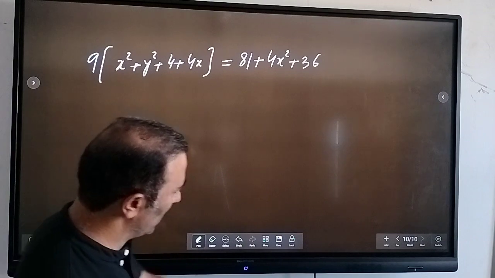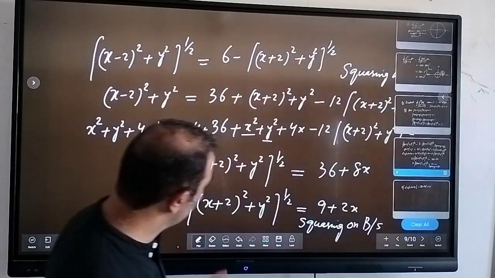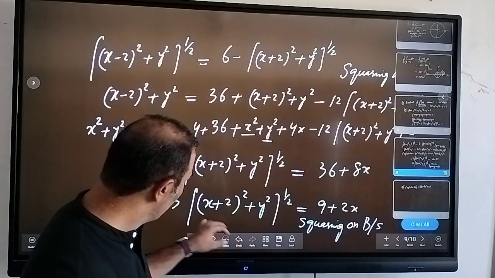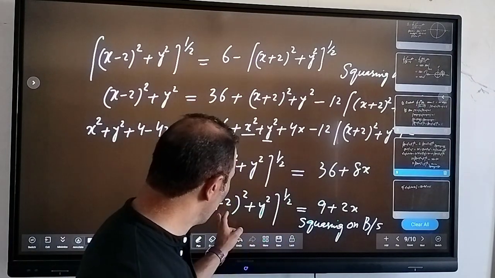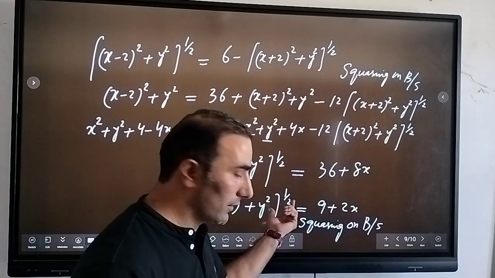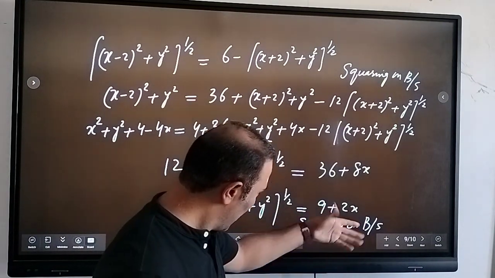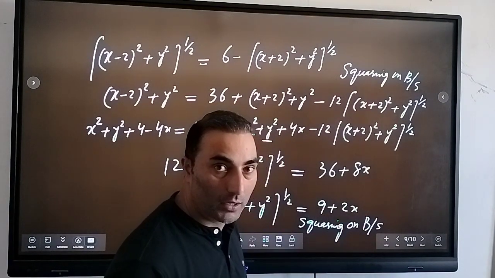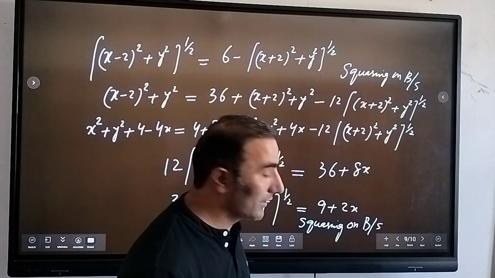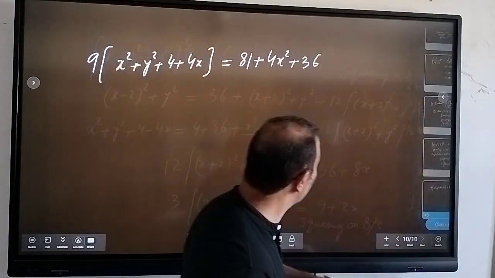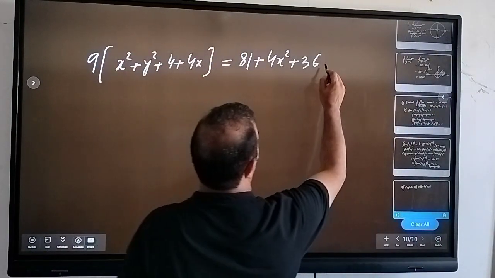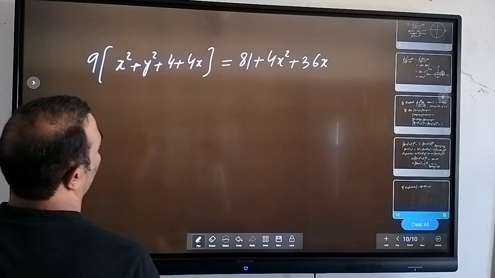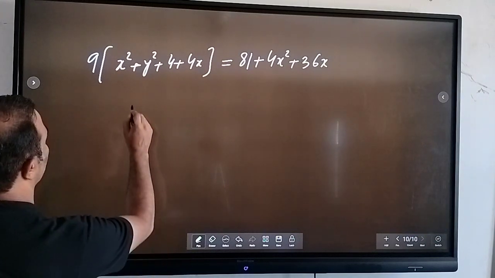So let us check whether it is right. When you do squaring, this will be 9 into x square plus y square plus 4x, because this root will cancel, and our right hand side will be 81 plus 4x square plus 36x. So this is what I wrote here, 36 into x. Again, this will be 9x square.